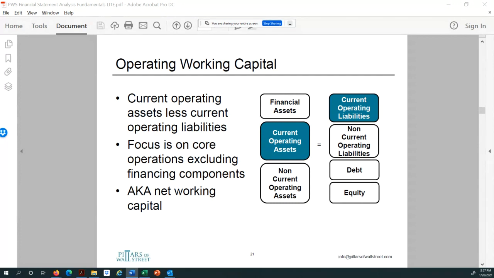Again, you want to focus on all of the current assets and current liabilities except for the financial components. Things like cash, investments, marketable securities, current portion of long-term debt, dividends payable, interest payable, they're all financial. So you don't want those. You want to strip them out of your working capital calculation when calculating operating working capital.